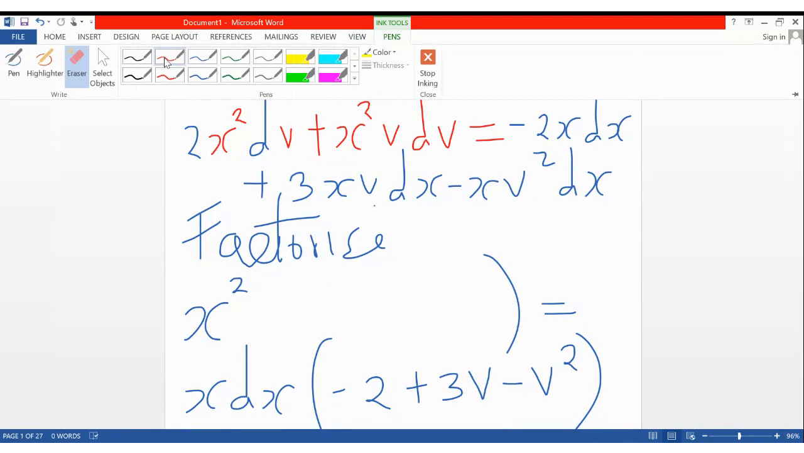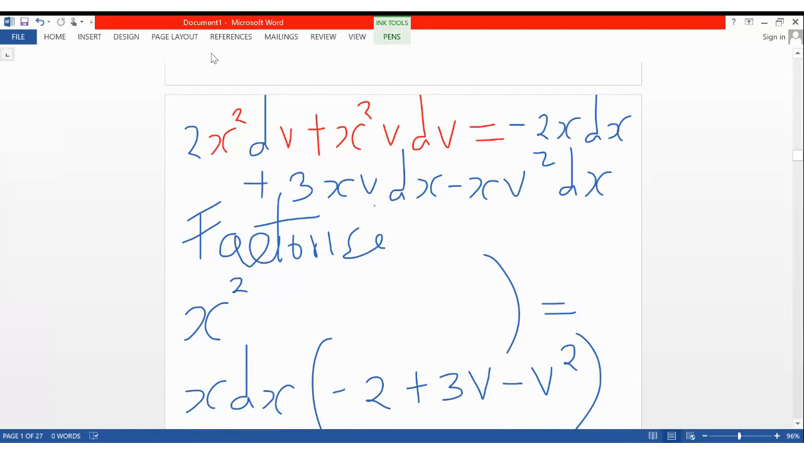Just factorize even the dv. The common term is x squared and dv. So you remain with what? You remain with 2 plus v. Those are the left terms together.